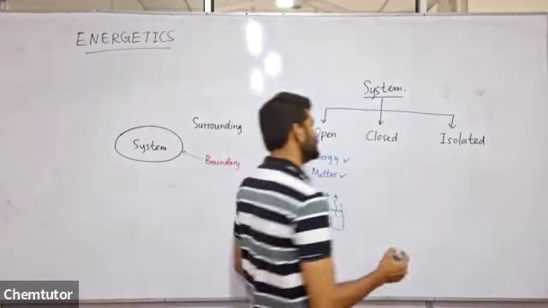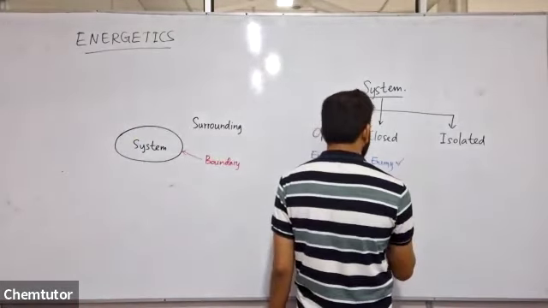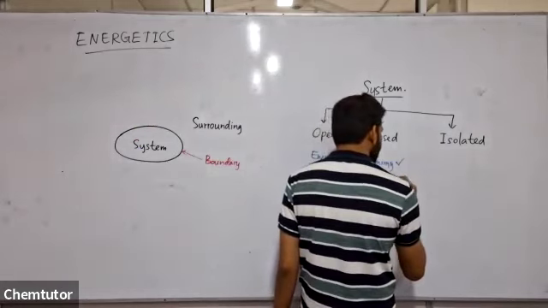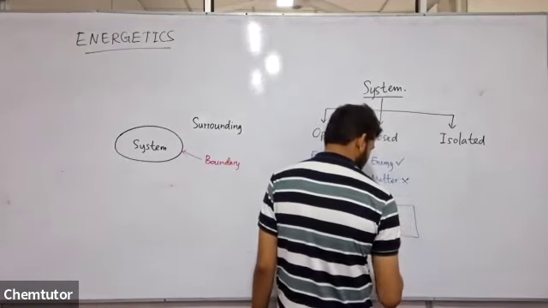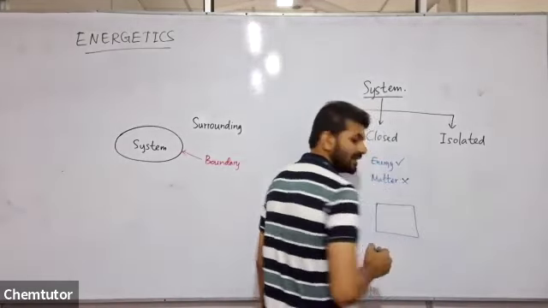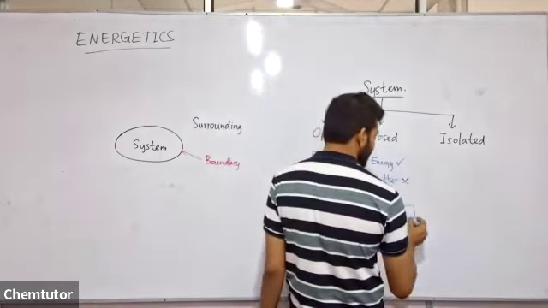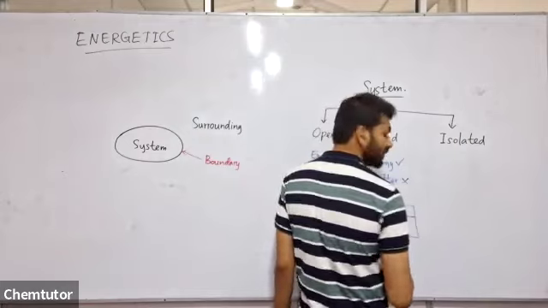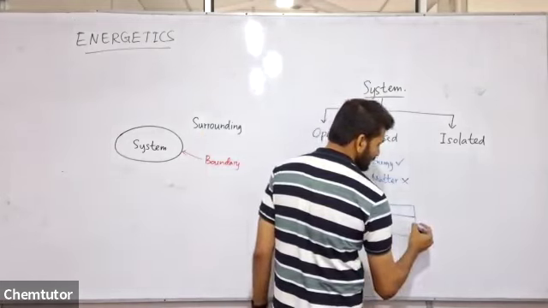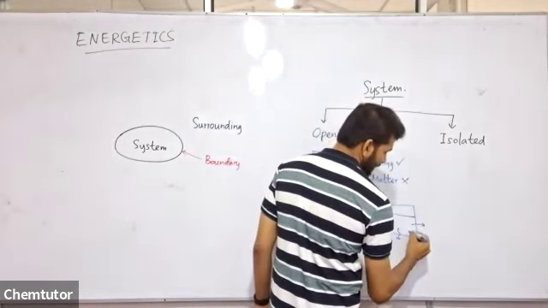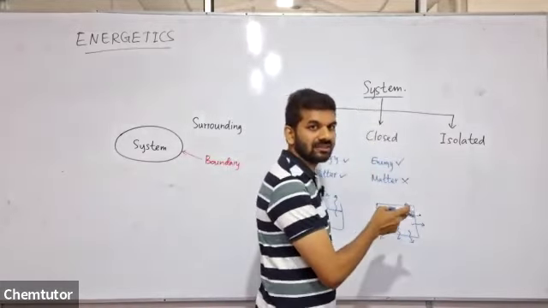Then in a closed system, energy is transferred, but not the matter. For example, a closed water bottle, a hot water bottle. So inside this one we have water. It is hot. Only the heat energy is coming out as radiation of thermal heat, but the matter remains inside this bottle.